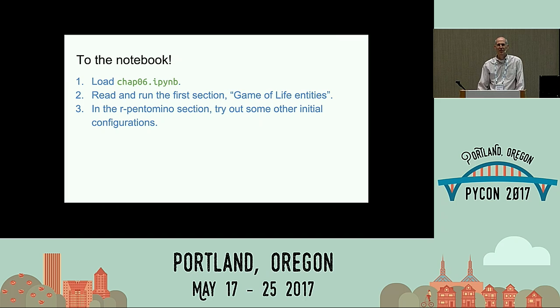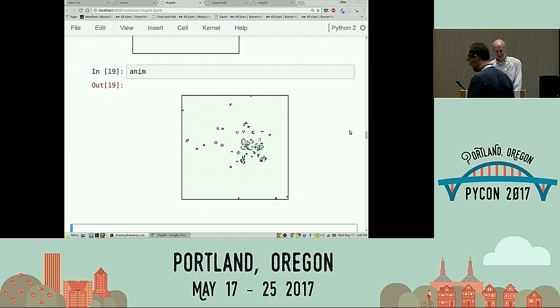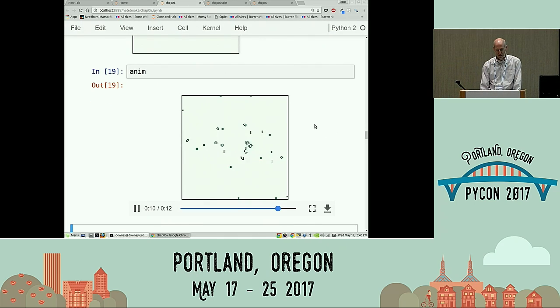All right, let me get you back. If you had a chance to play with this, you might have seen this animation. This is 1,200 time steps, starting with 5 cells. If you start with 5 cells that are configured in the R pentomino shape, it runs for 1,200 steps, and you get this.